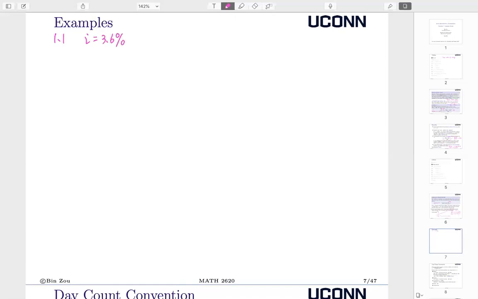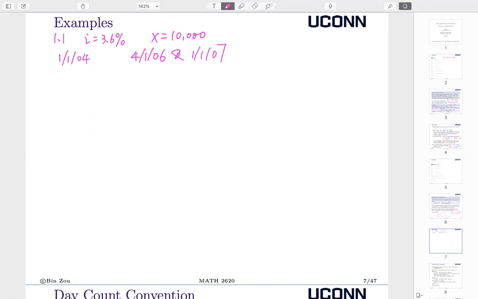Anna deposits 10,000. So X is $10,000 on January 1st, 2004, and leaves her funds to earn interest. The question asks you to calculate the accumulated value of Anna's account on April 1st, 2006 and January 1st, 2007.